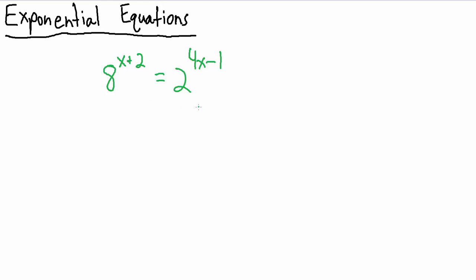But here, it's a little more complicated because we have a base 8 over here and a base 2 over here. But actually, we're still in pretty good shape because, remember, 8 is actually 2 to the third. So we can express 8 as this base 2 raised to something. And that's good because we have a base 2 over here, and that's going to put us in good shape. So let's go ahead and use this fact to our advantage now.